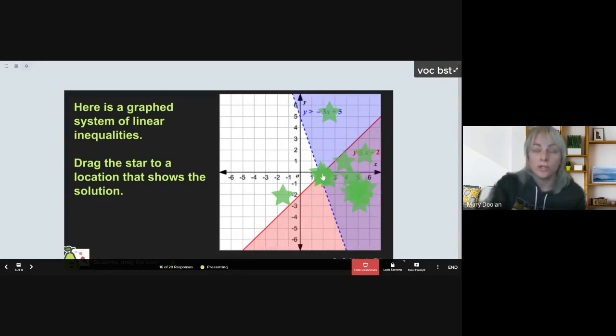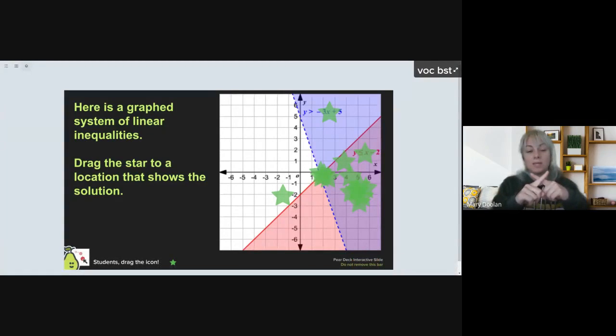Now, I noticed a lot of you put your star right at the point of intersection of the two lines. That makes me think that you're remembering when we solved systems of linear equations. That is absolutely where the solution is.